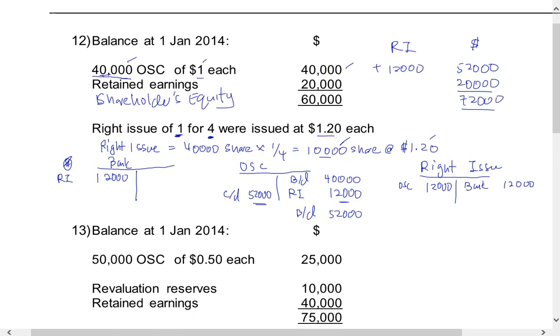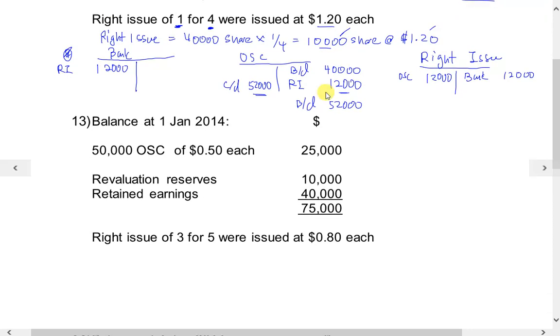Okay, let's try number 12. 13. Currently 50,000 shares are on issue. Par value is 50 cents or 25. And a rights issue of 3 for 5 will be issued at 80 cents. So the rights issue will be 50,000 shares times 3 divided by 5. 30,000 new shares will be issued at 80 cents each. The total value is 24,000.